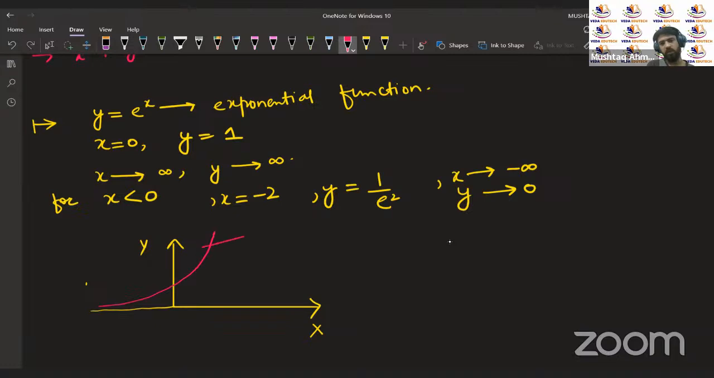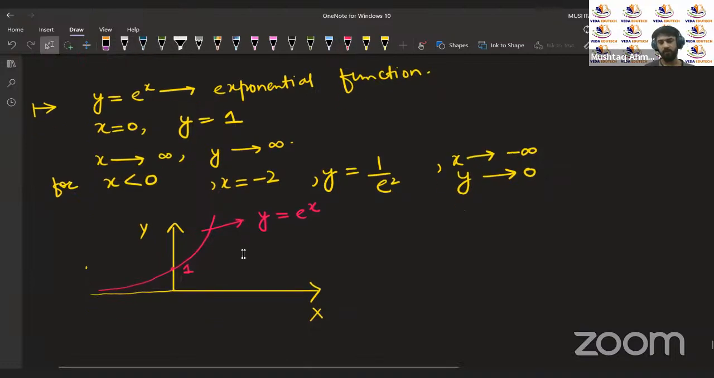So this is what we call the exponential function, or y equal to e to the power x. And this is the point where x is equal to 0 and the value of y is equal to 1. So this function will approach the x-axis at minus infinity. This is how we plot the exponentially increasing functions.